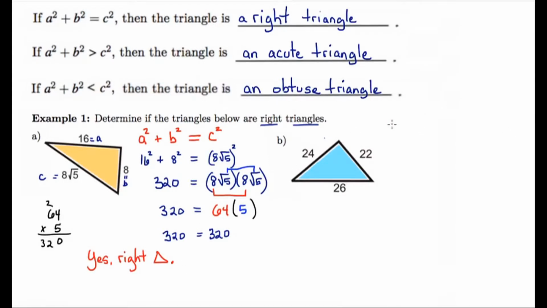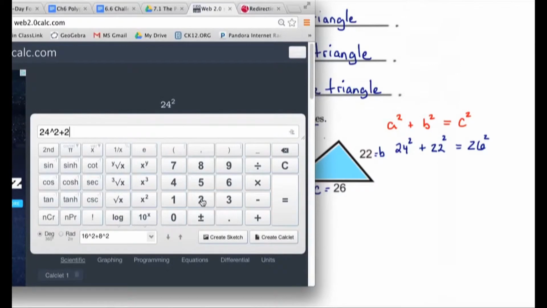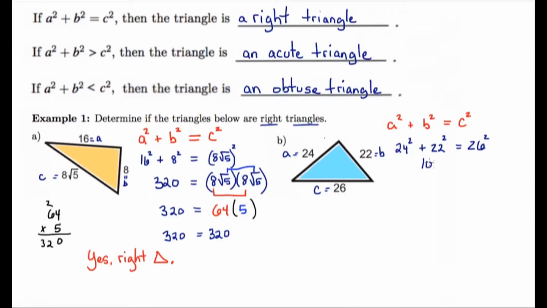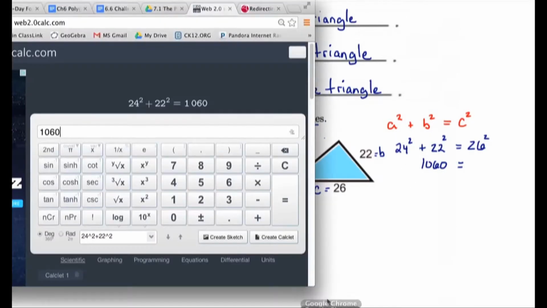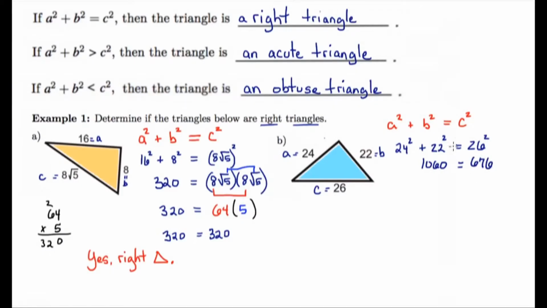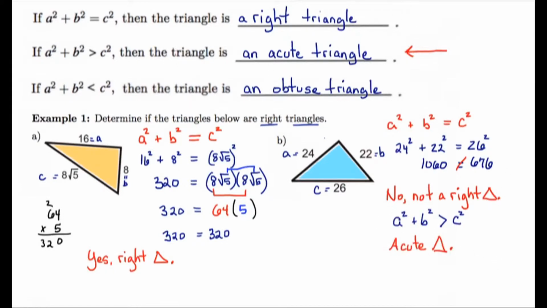Now in part B, I've got 3 given sides, and I'm going to substitute the 2 shorter ones into a and b, and the longer one, 26, in for c. And I get 1060 equals 676. So clearly a squared plus b squared is greater than c squared, so this has to be acute. And that's it.